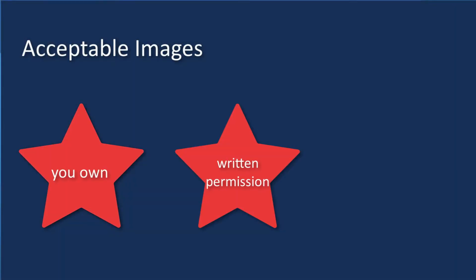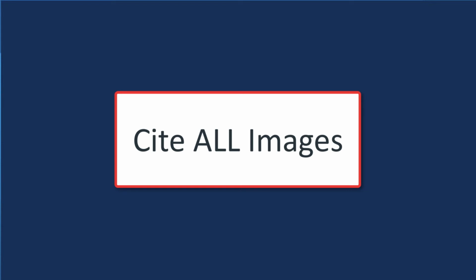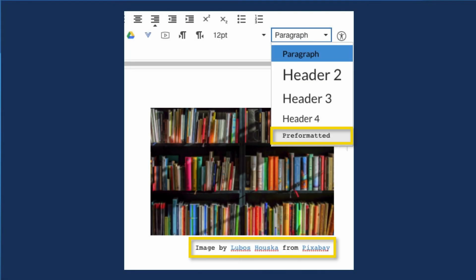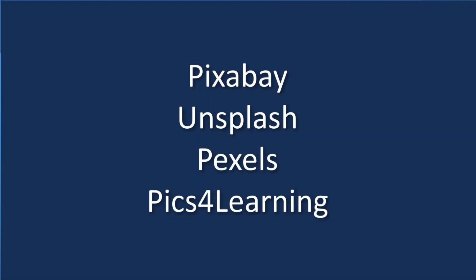Use only images you own, you have written permission to use, or that come from public domain sources. All images should include an image citation on the page, even when not required. You can include the image source citation at the bottom of the page and use the pre-formatted text option to indicate citations in Canvas. The following are some of the image sources you might try: Pixabay, Unsplash, Pexels, and Pix4Learning.